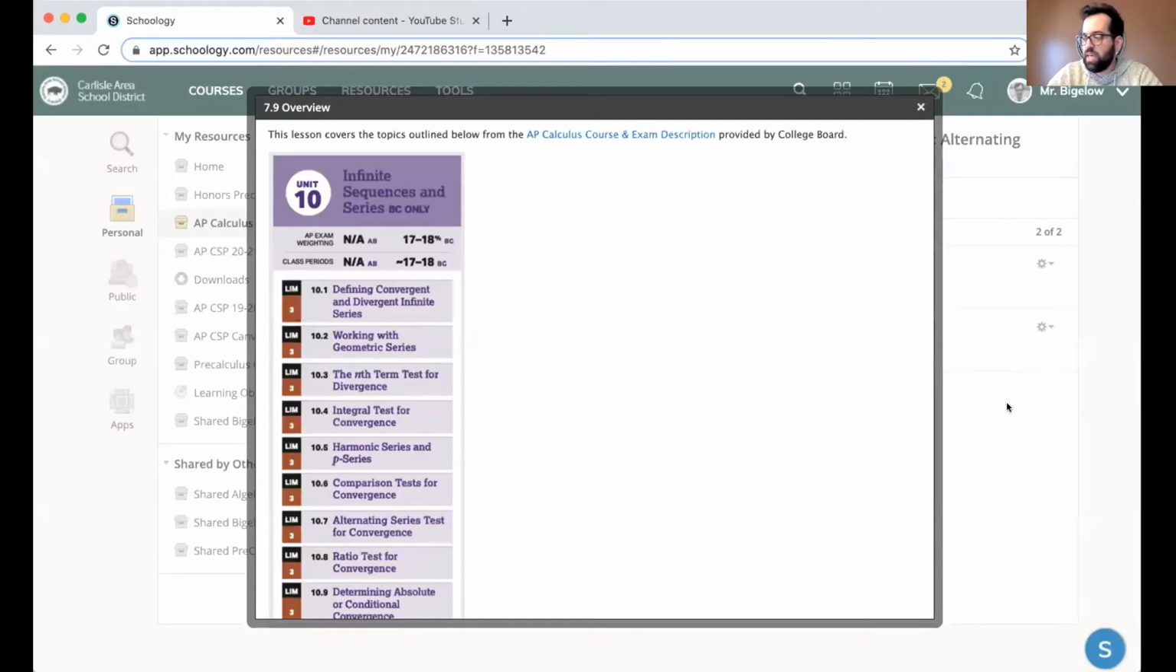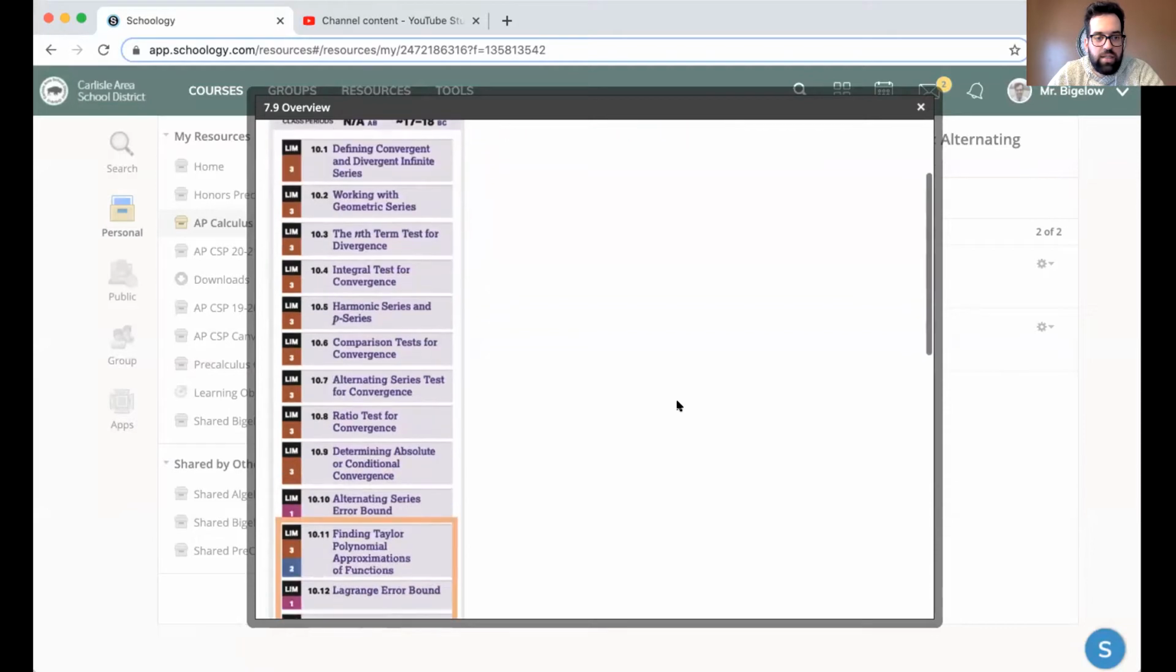Hey, Calc BC. Today we are covering lesson 7.9, the last lesson in our unit 7 on alternating series error. This is going to be a little bit of a review of how alternating series error works, combining that with power series, and so we'll have x's involved. And then we'll also do a little bit of a review of Lagrange error bound as well.